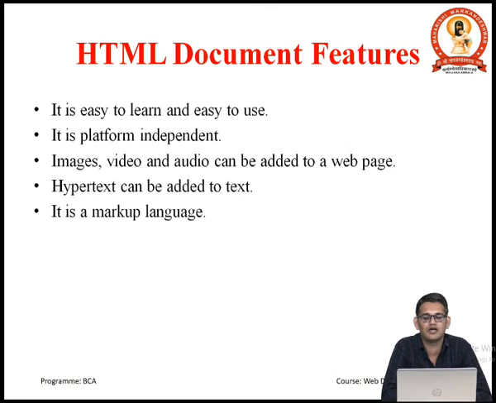Images, video and audio can be added to a web page. By using HTML we can add different content to our website like images, videos and audio files, apart from text. Text can also be added. We can use different types of images like JPEG, TIF and all other types. Then the next one is videos. All types of video we can use in HTML pages, and audio formats are also supported.